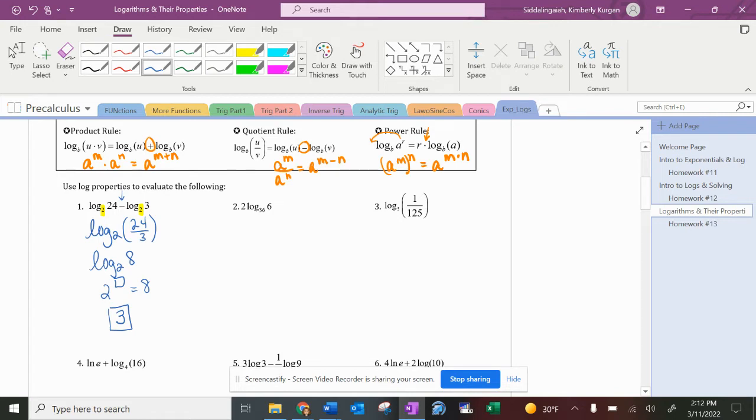All right, next property that we're going to look at is power rule. See how there's the 2 down in front? I'm going to bring that up. So I'm kind of using power rule backwards. I'm going to bring that up as an exponent. So this is log base 36 of 6 squared. So basically log base 36 of 36. Wow. So what is this saying? This is saying 36 to what power gives me 36? That's just 1.